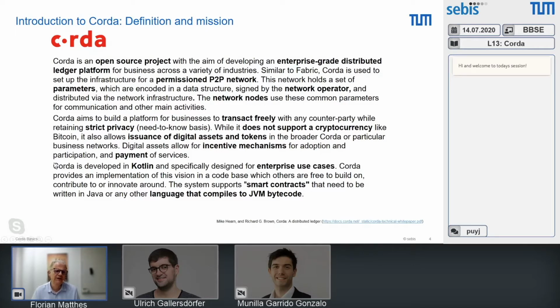Technically, Corda has also made a choice on not only the database structures or blockchain structures, but also on the programming language being used. And it has chosen Kotlin, which is a variation or a future development based on Java, which is very much in the spirit of modern Java languages, with more type inference and a nicer to read and write syntax.